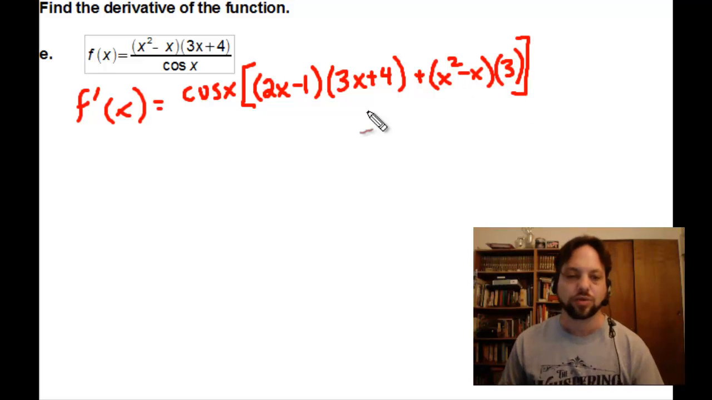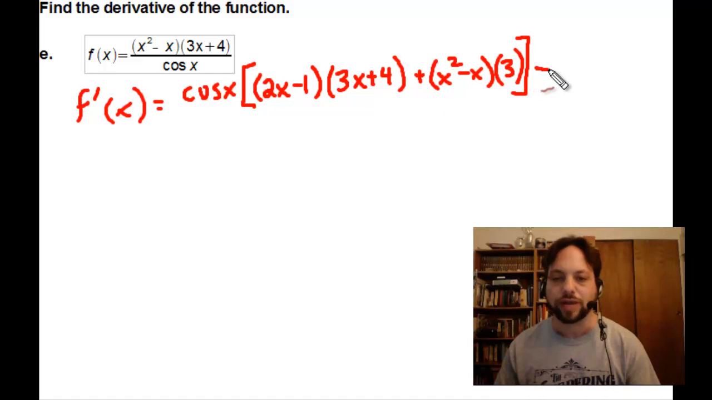Now the second part of this, the quotient rule, is the bottom times the derivative of the top, and then I'm going to subtract the top times the derivative of the bottom. And it appears like I'm going to run out of room here. Let's see how it looks. x squared minus x and 3x plus 4. And that's going to bring me to the edge of the screen.